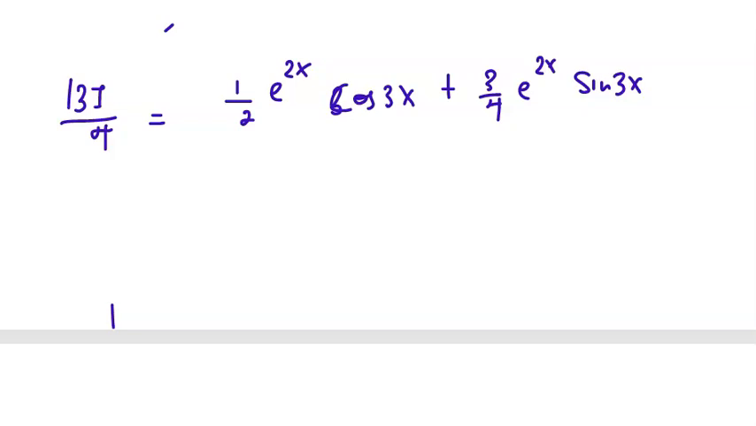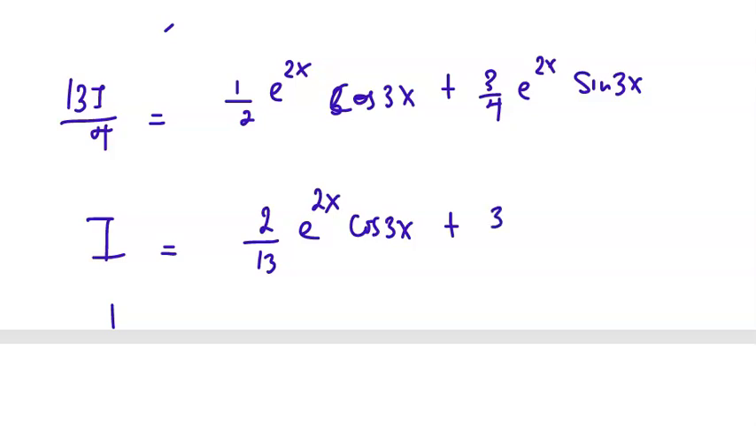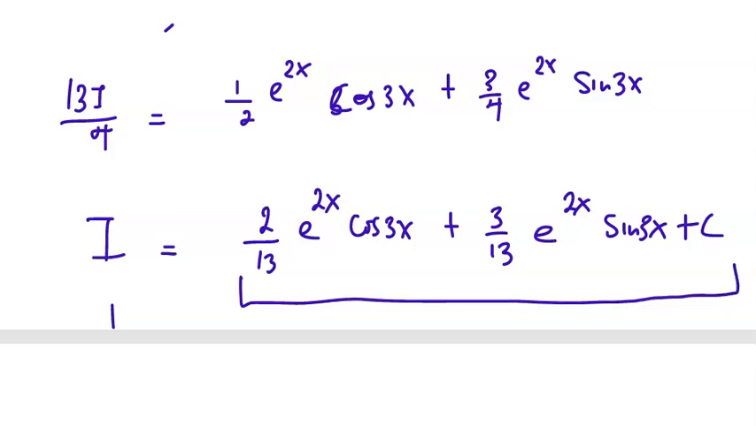So the left hand side will turn out to be I, which is our main integral, and we get 2 over 13, right? If you multiply 1 over 2 by 4 over 13, that will give us 2 over 13, and then we have e raised to the power of 2x multiplied by cosine of 3x, then plus, multiply this by 4 over 13, we get 3 over 13, e raised to the power of 2x multiplied by the sine of 3x, and then plus C. So this is our solution.